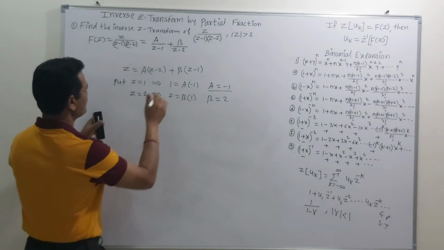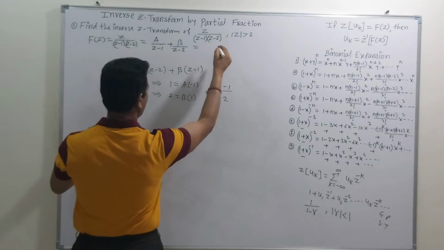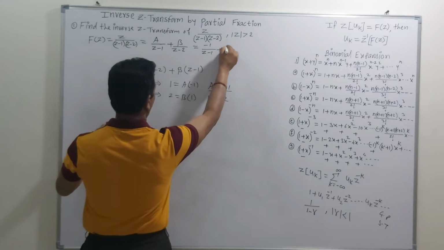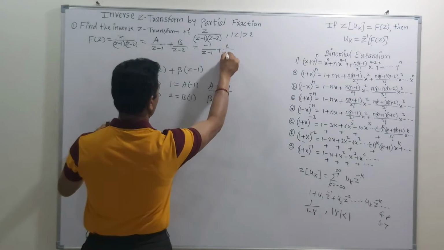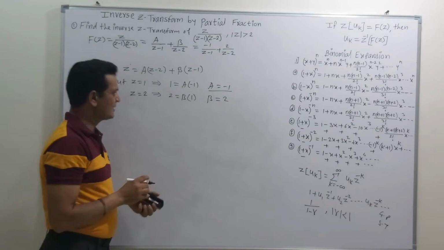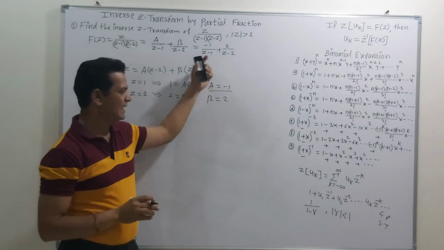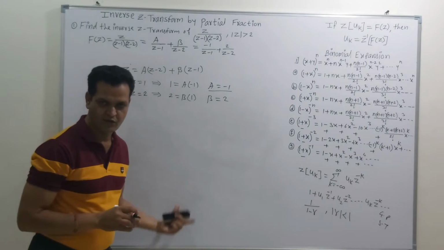Now friends, let's put these values here, so we can write this as minus 1 upon z minus 1 plus 2 upon z minus 2. So friends, after partial fraction we are getting this as the first term and this as the second term. Now we can easily solve the example from here onwards.